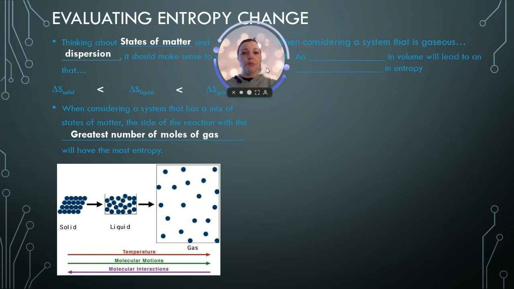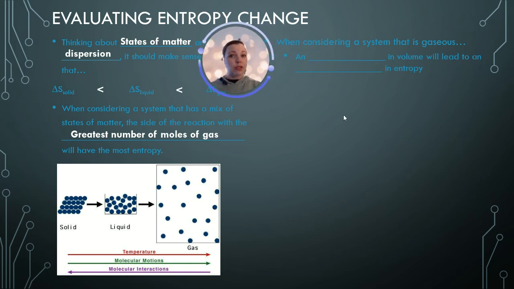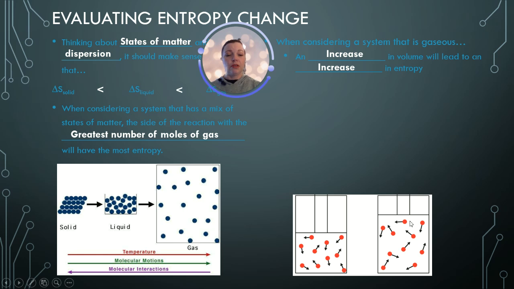Now, if we're considering a system that's all gaseous, and especially if you have the same number of moles of gas on both sides of the reaction, an increase in volume will lead to an increase in entropy. And so if we look at this picture, you can see that they can disperse around a larger space more, and so that increases your entropy.